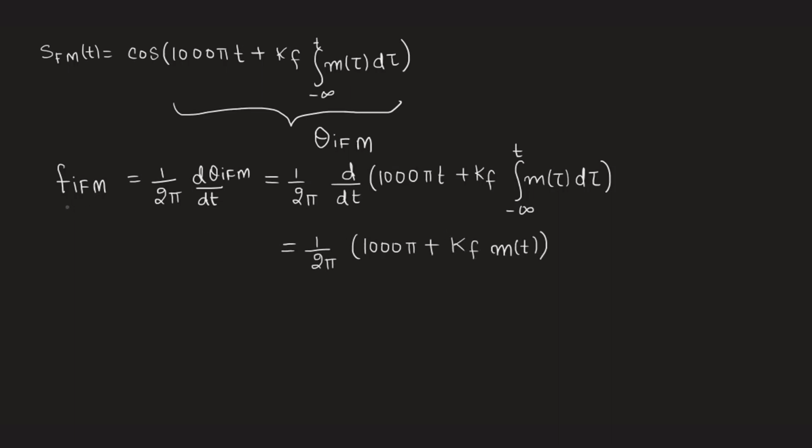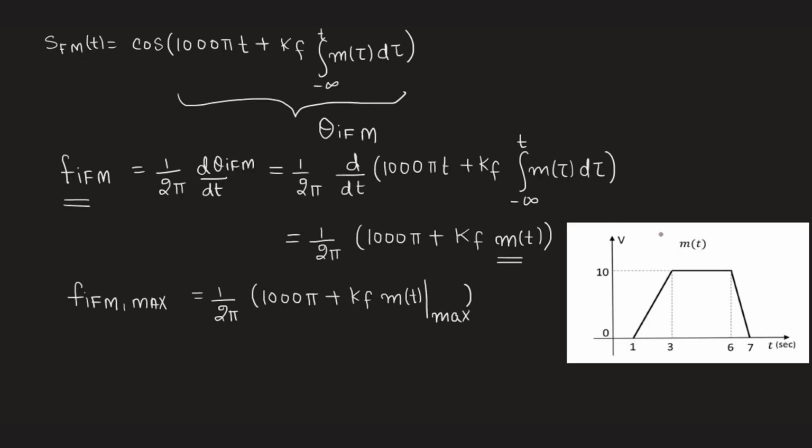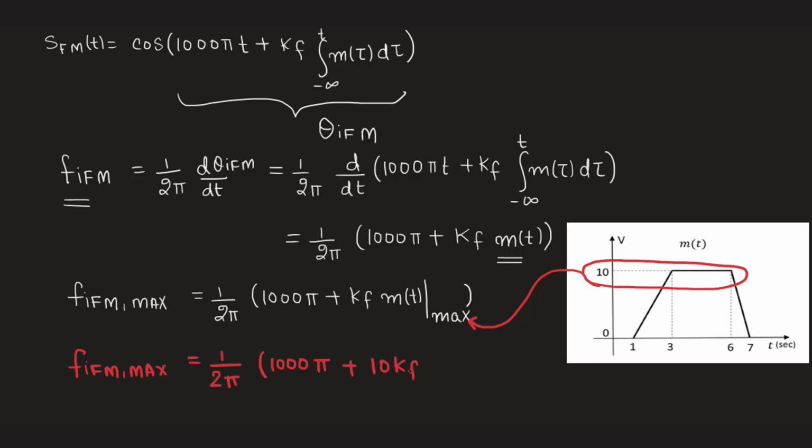what we see is, in order to maximize the instantaneous frequency of the FM signal, we need to maximize the given message signal m(t). We can write the maximum instantaneous frequency fi FM max from the given plot of m(t). We see that it takes a maximum value of 10, and we can substitute this value in this particular equation. We obtain this equation. We label this equation as equation number 2.